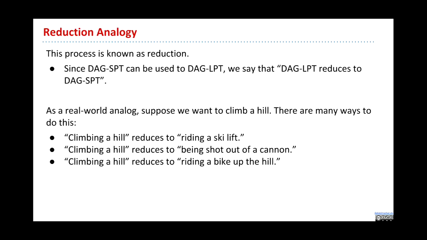Now, as a real-world analog to this, imagine you want to climb a hill. There's lots of different ways to climb a hill. Like you can fly an airplane to the top of the hill. You can get shot out of a catapult or a cannon or whatever. You can ride a horse to the top. And so you could say, climbing a hill just reduces to riding a ski lift. These are ways to solve it. Okay? So that's what reduction is informally. Okay?